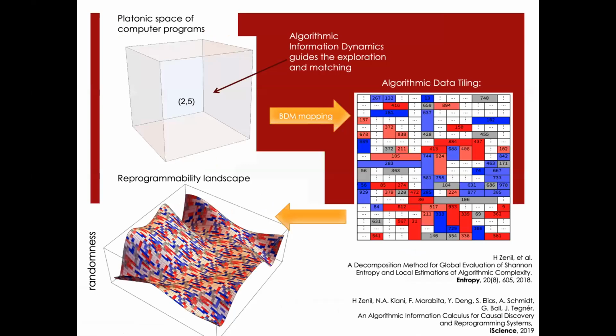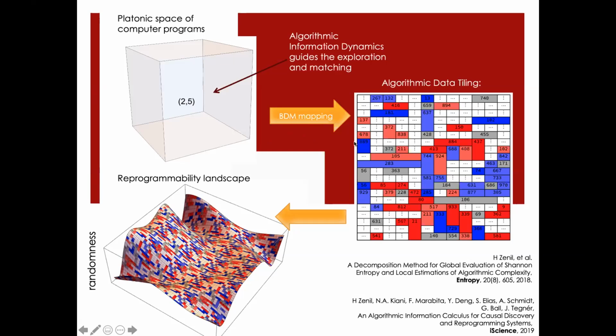So this is a representation of what is going on. Basically we have a space of what I call the platonic space of computer programs. It is platonic because you can never really reach it. It is uncomputable in general, so you can only make approximations. And then you have what we call a BDM mapping.